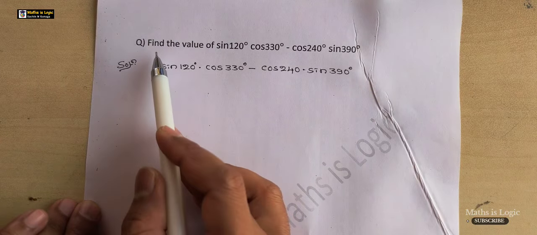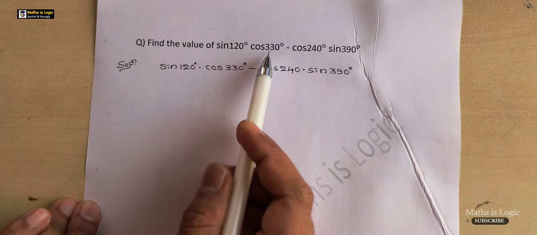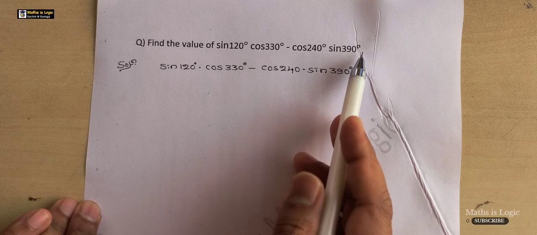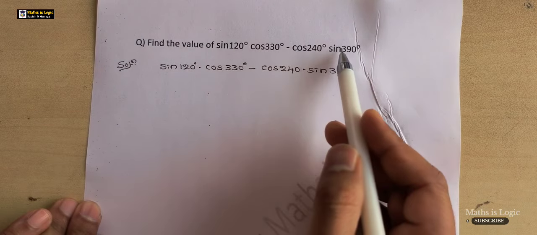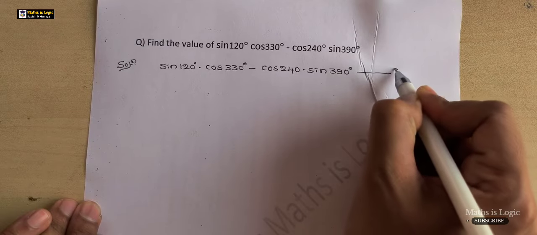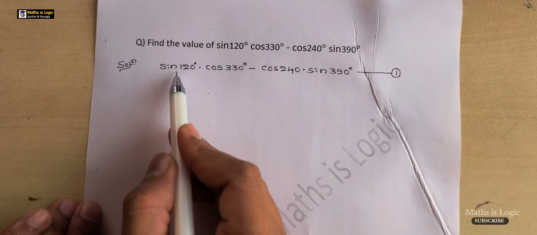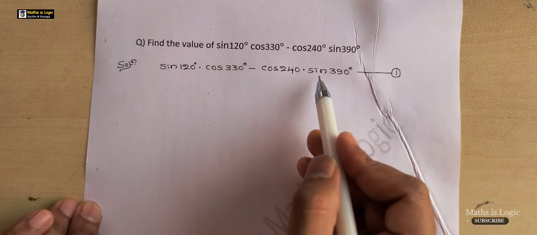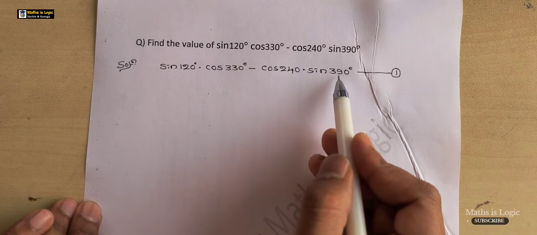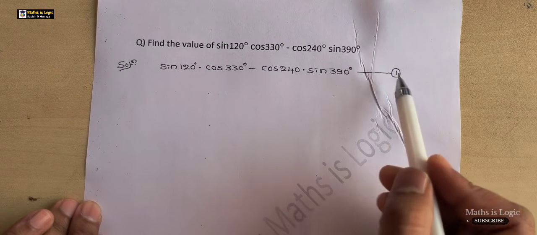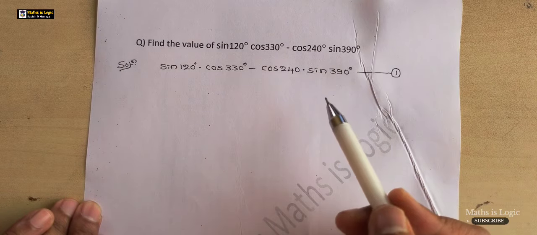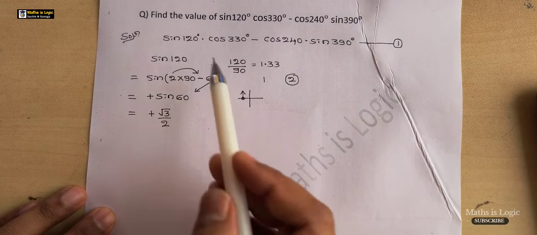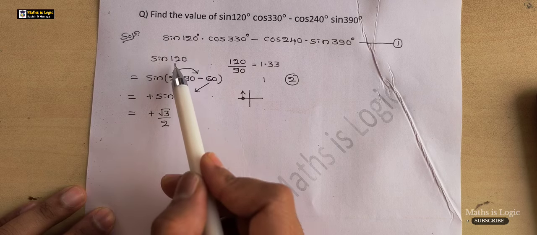See next type. Find the value of sine 120 cos 330 minus cos 240 degree into sine 390 degree. So first, whichever the given expression is there, call that equation number 1. Now individually find the value of sine 120, cos 330, cos 240 and sine 390. After that, substitute all the values in equation number 1, then simplify, then only we will get that value. Take first one, sine 120 degree, same procedure.